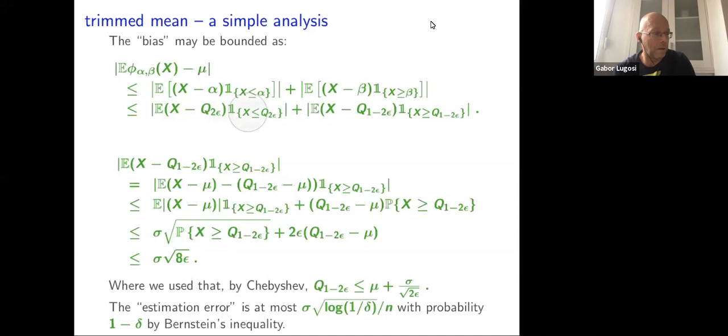So how do we bound, let's say, the second term here? Okay. These two terms are completely symmetrical. So here I just add and subtract mu, right? So we just center.